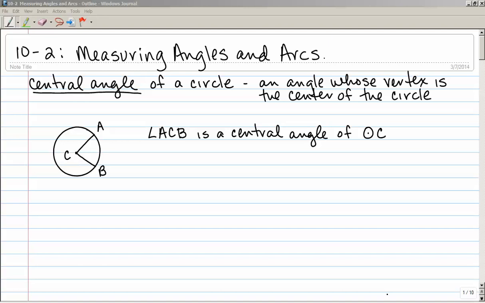Section 10-2 is called Measuring Angles and Arcs. The central angle of a circle is an angle whose vertex is the center of the circle. So looking here at circle C, angle ACB is called a central angle because the vertex of that angle, C, is the center of the circle.